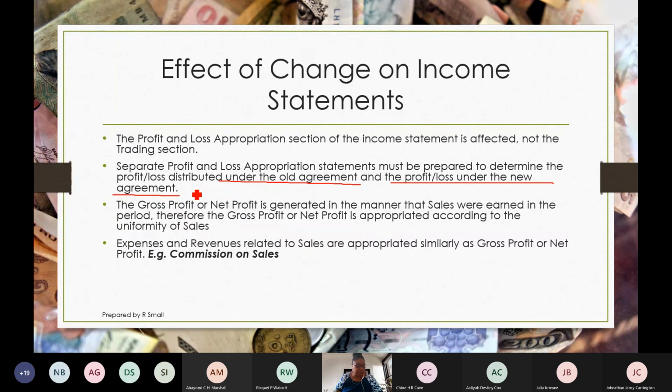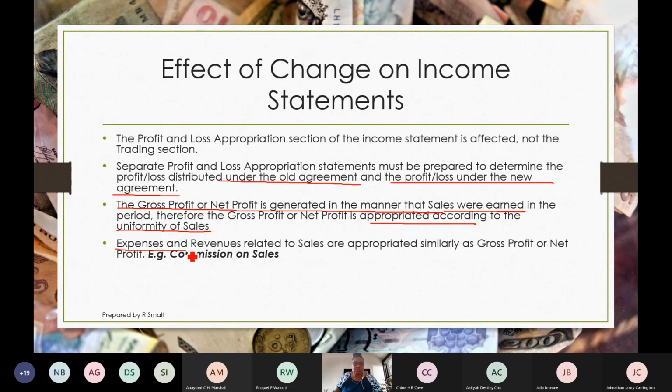The fourth point states that expenses and revenues, so let me go right here, gross profit and net profit generated in a manner that sales were earned. Just how the sales were earned in the period, the profit, whether it's gross or net profit, is appropriated according to the uniformity of those sales. When it comes to expenses, these are points to note. Expenses and revenues related to sales are appropriated similarly as gross profit or net profit.